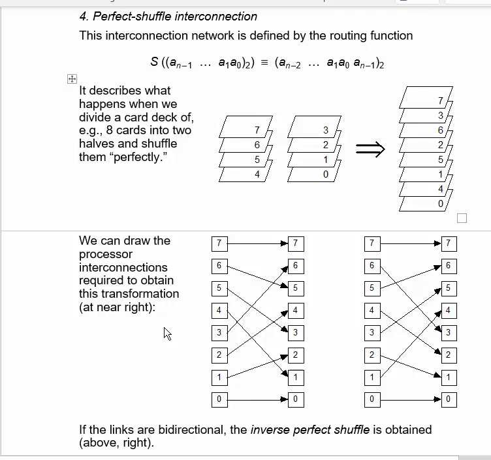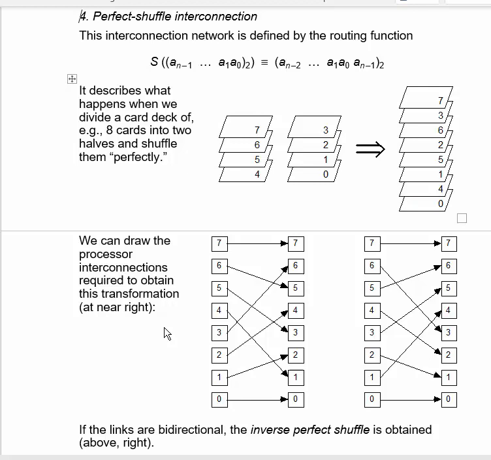So you've got 7654 and 3210. You take one card off the top of this pile, a card off the top of that pile, then the top card on this pile, top card on that pile, and you get 73625140. So that's called a perfect shuffle because in between every 2 cards from one pile, there lies a card from the other pile.